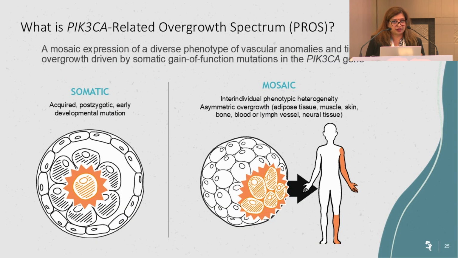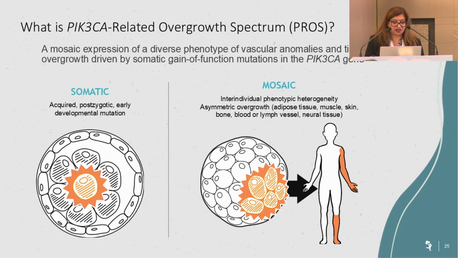These all fall onto the PIK3CA-related overgrowth spectrum, or PROS as we call it. As I was saying, this is a somatic mutation in this case that has a mosaic presentation. It's a post-zygotic acquired mutation, but then the phenotype expresses differently throughout the body. That's why you have all different kinds of varying presentations.